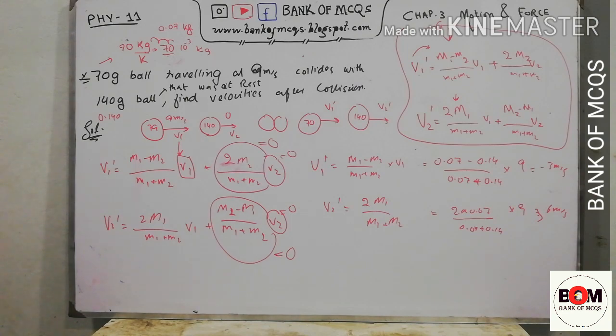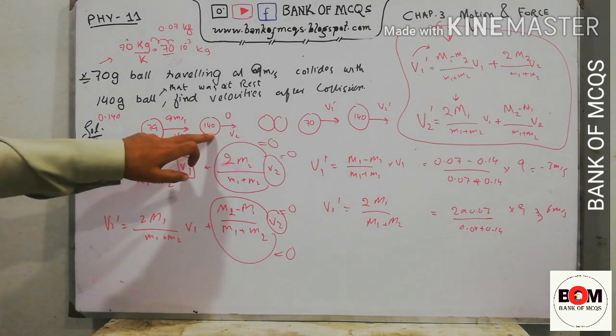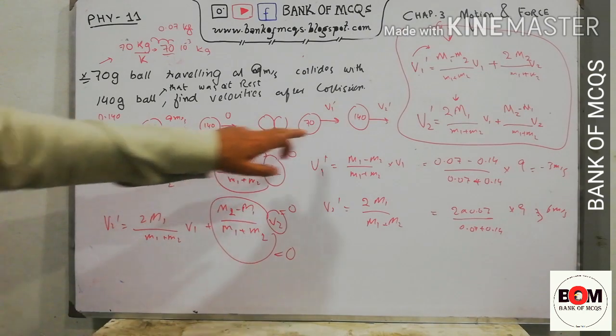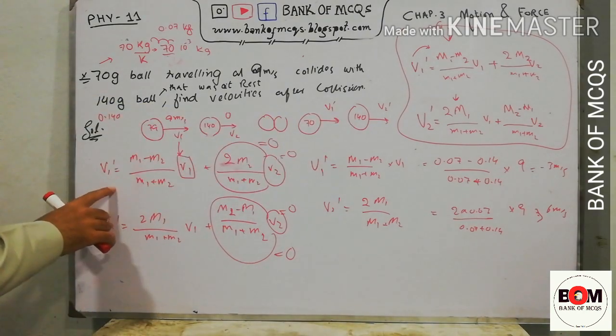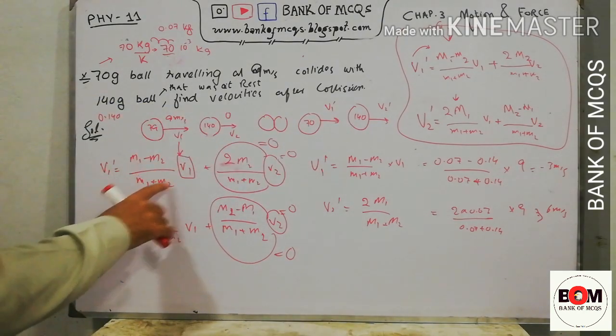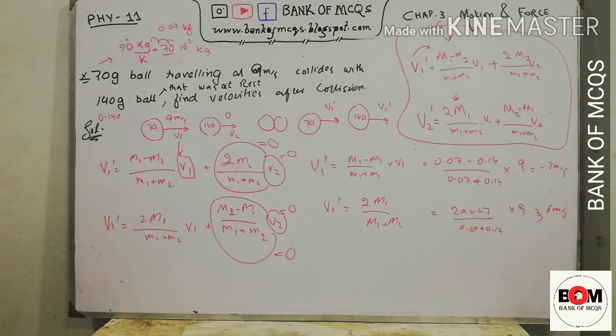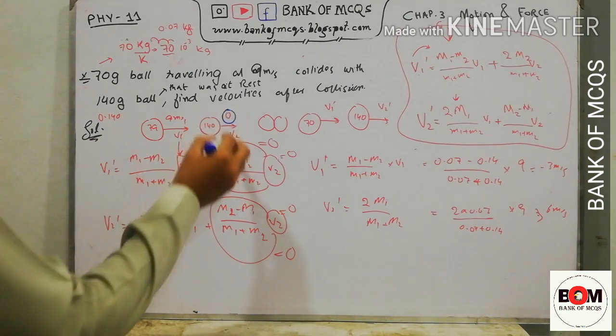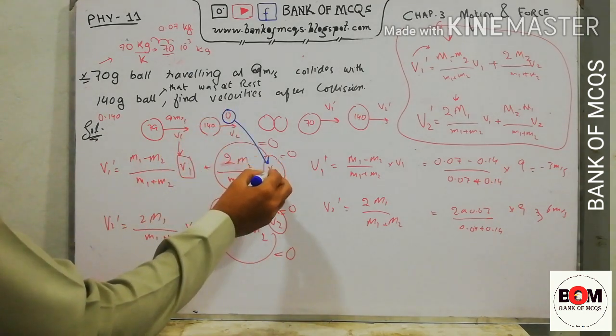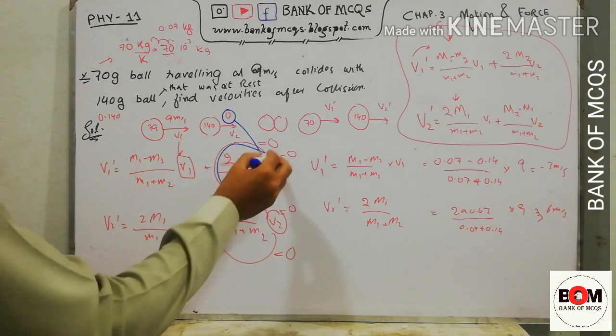So the question was, they have got a 70 gram ball that collides with a 140 gram ball, and this starts moving. So we will use this formula that V1' is equal to (M1 minus M2) into the V1 over M1 plus M2. So in this question, they have given that V2 is equal to 0. So putting V2 equal to 0, this whole thing becomes equal to 0.